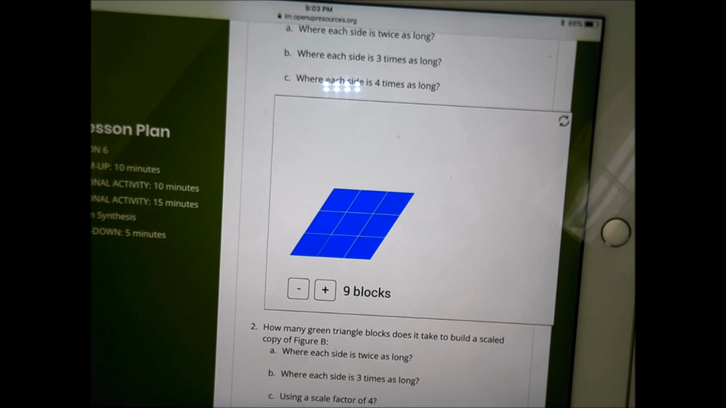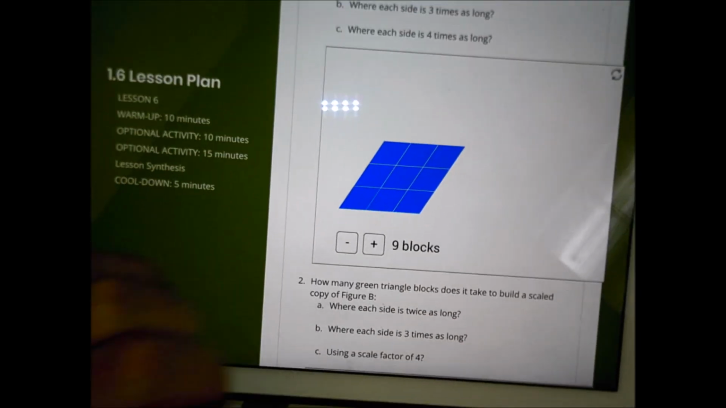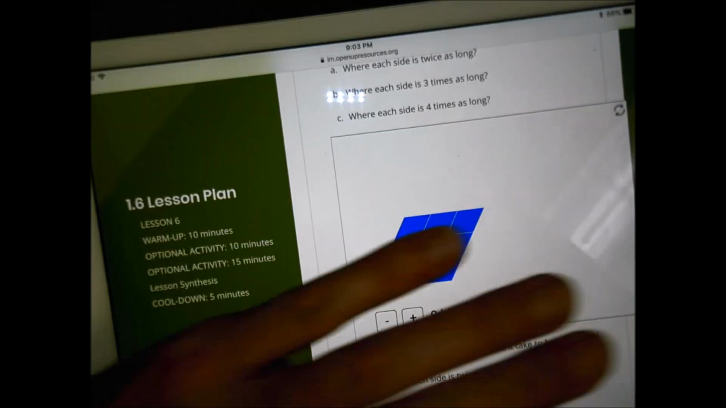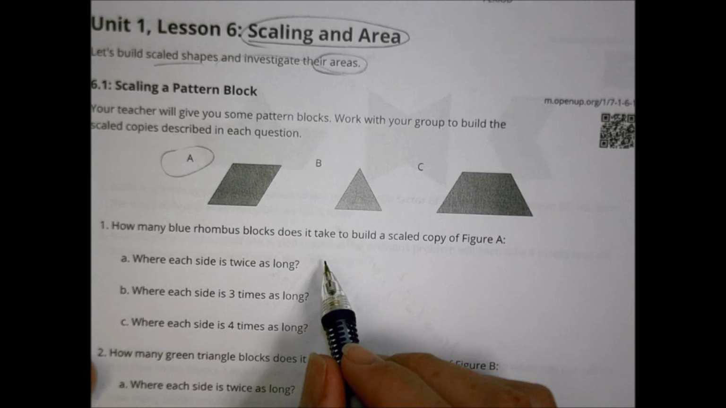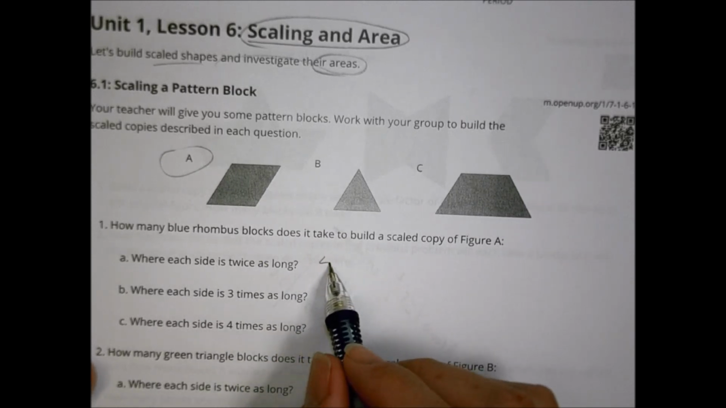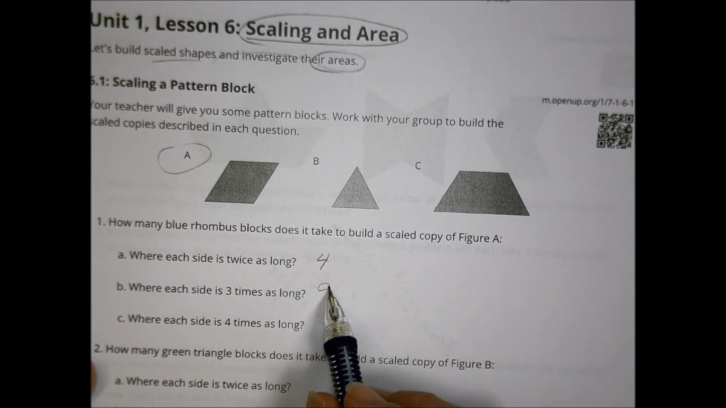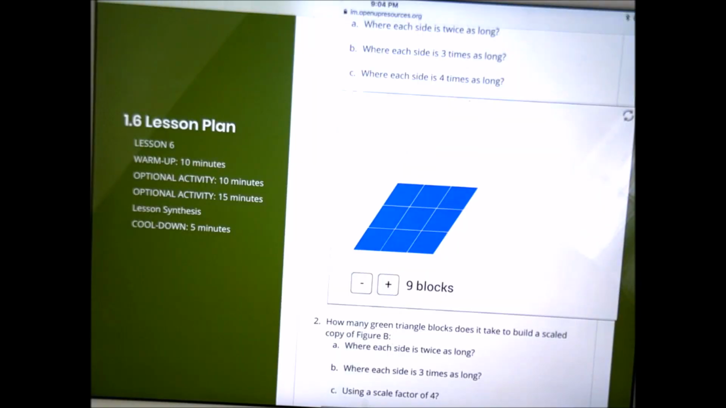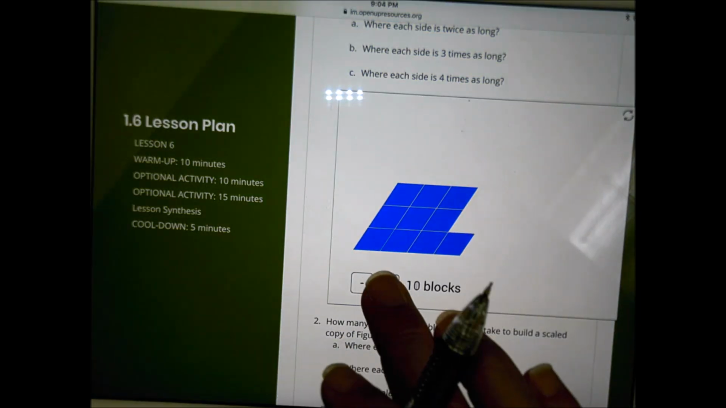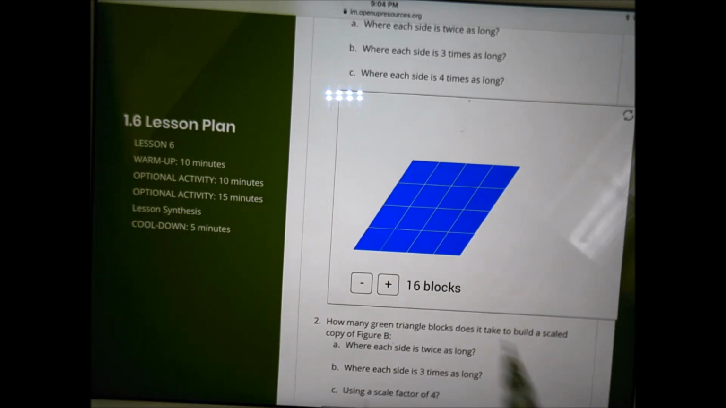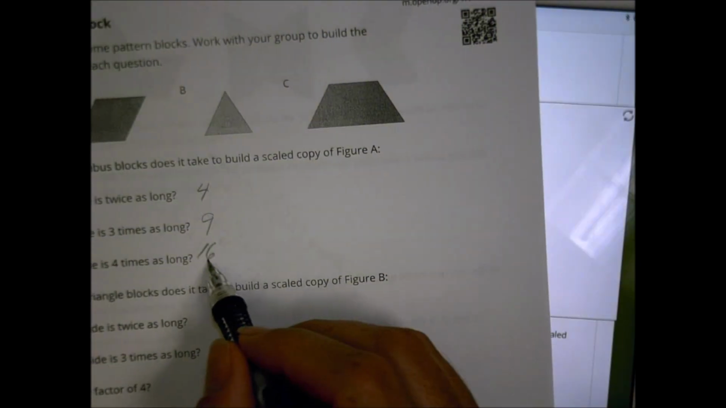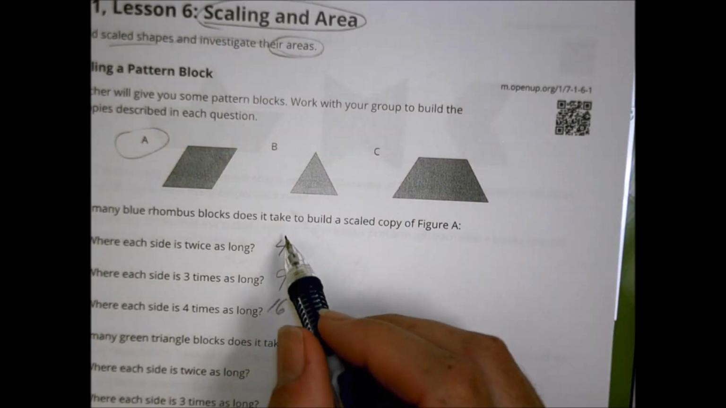And so the pattern seems to change quite a bit. Back to our paper here, if we looked at just A, if it was twice as long, we ended up needing 4 blocks. If it was 3 times as long, we needed 9 blocks. If we wanted to go 4 times as long, we would need 7 more, for a total of 16 blocks. So even though I started with 1, there's a definite increase in how many more blocks it's going to take to go from shape to shape.